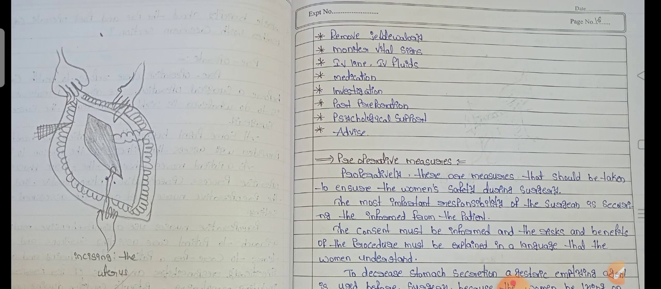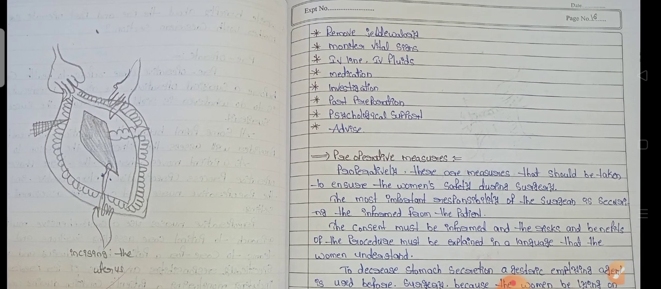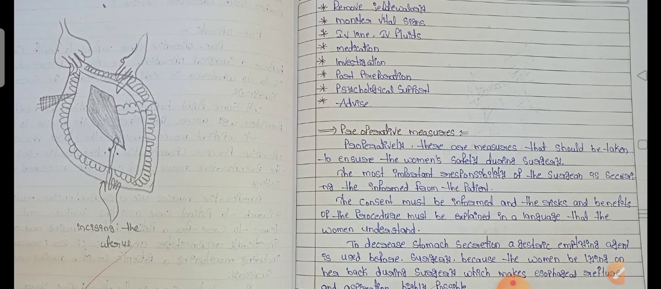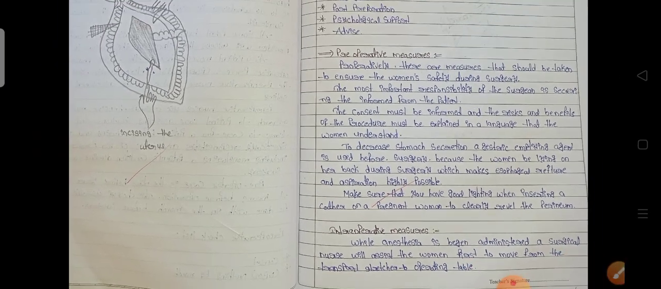Okay, this is a pre-operative checklist. Remove the jewelry, monitor vital signs, IV line, IV fluids, medication, investigations, part preparation, psychological support and advice. Okay, so this is the second step.